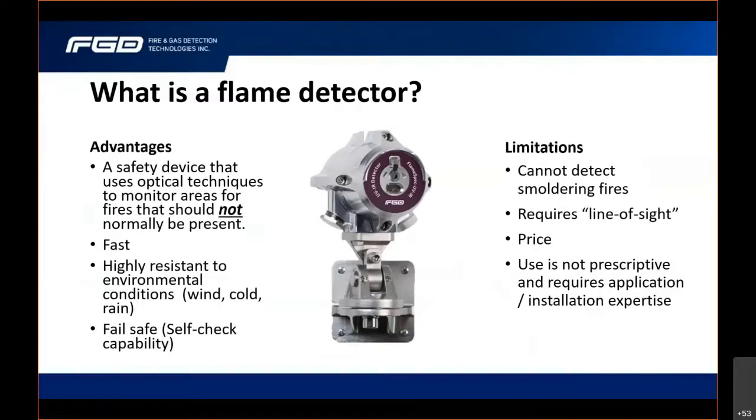Now, what is a flame detector? I've created a very, very simple description for a flame detector. And that is very simply that it's a safety device that uses optical techniques to monitor areas where a fire should not normally be present. And more than just that, the fire itself should not be a controlled fire. So we are really looking for what I would consider to be hazardous fires.